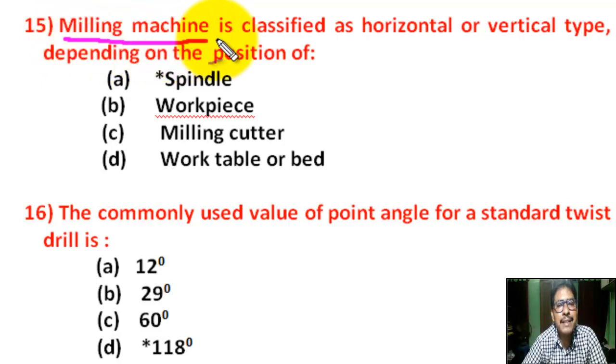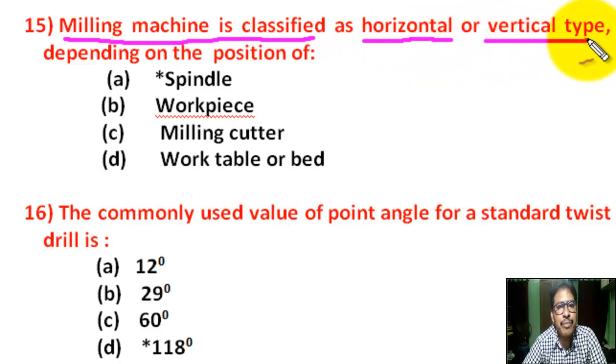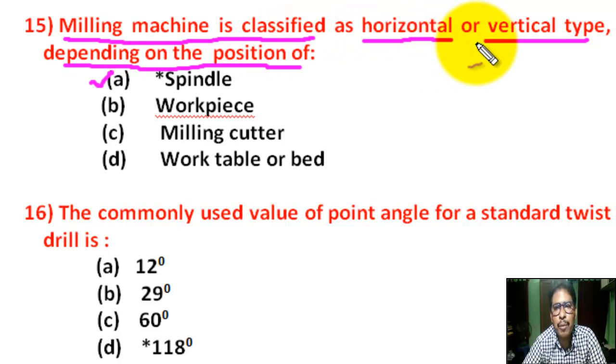Question number 15. Milling machine is classified as horizontal or vertical type, depending on the position of. There are 4 options. Correct answer is A. Milling machine is classified as horizontal or vertical type depending on spindle position.